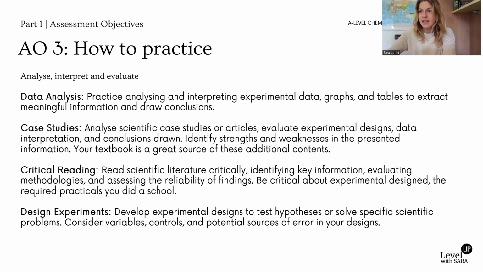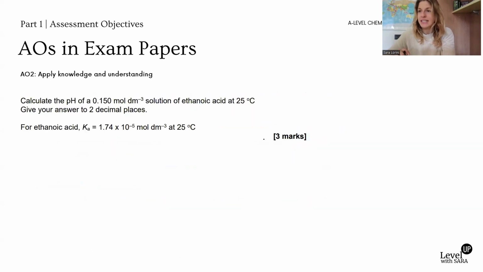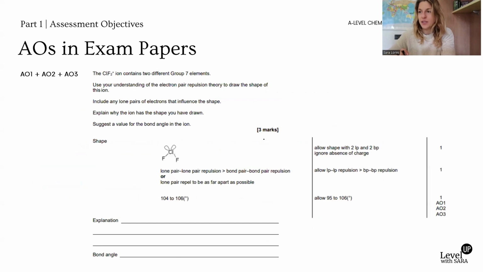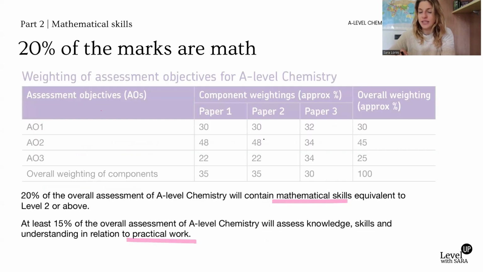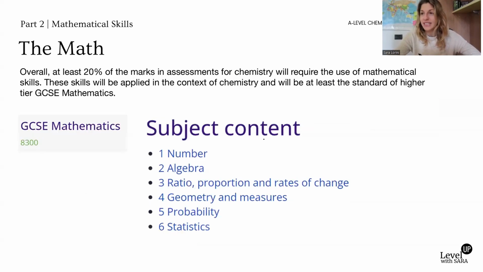Okay, and now we will look at the mathematical skills. So I hope you had a chance to do some exam questions. And now we are at the math. In fact, 20% of the overall assessment of A-level chemistry will contain mathematical skills, equivalent to level 2 or above. We need to understand a bit what this means. Level 2 or above is GCSE Mathematics.